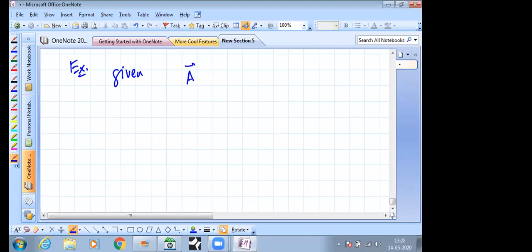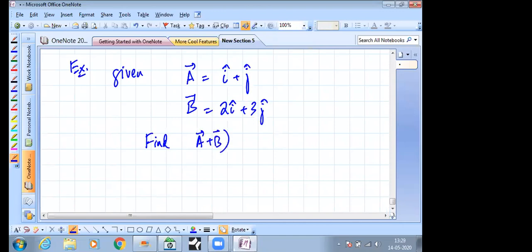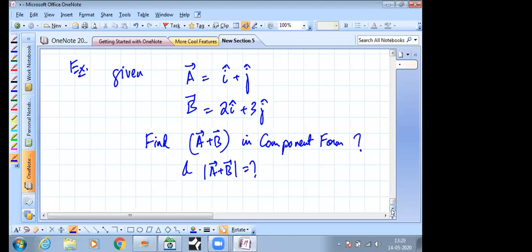Suppose vector A is given to me as i cap plus j cap, and vector B is given to me as, let us say, 2 i cap plus 3 j cap. Now ask: find vector A plus B in component notation and magnitude of A plus B. Find this out. So it's very simple. All you have to do is substitute.